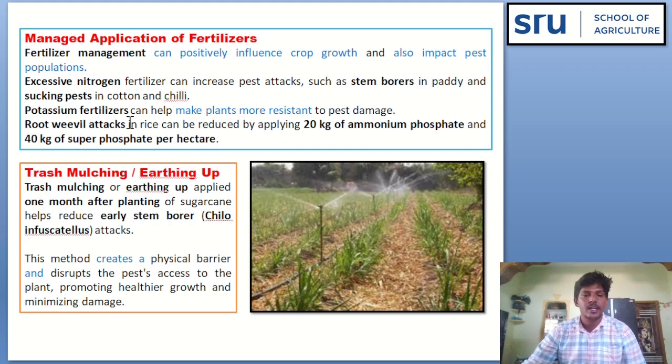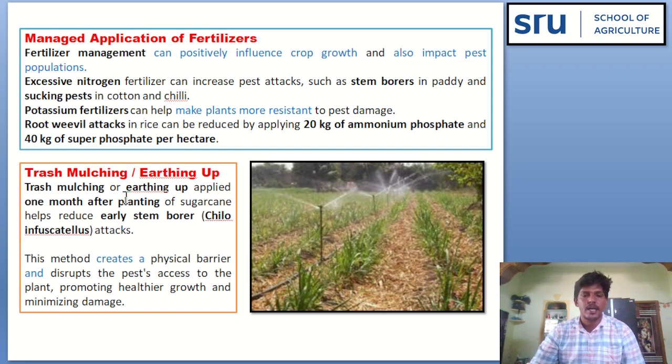But some fertilizers like potassium help in making plants more resistant to pest damage. At the same time, root weevil attack can be reduced in many crops by applying 20 kg of ammonium phosphate and 40 kg of superphosphate per hectare. Ammonium phosphate and superphosphate, at the same time potassium fertilizers, are making plants stronger and preventing pest infestation.